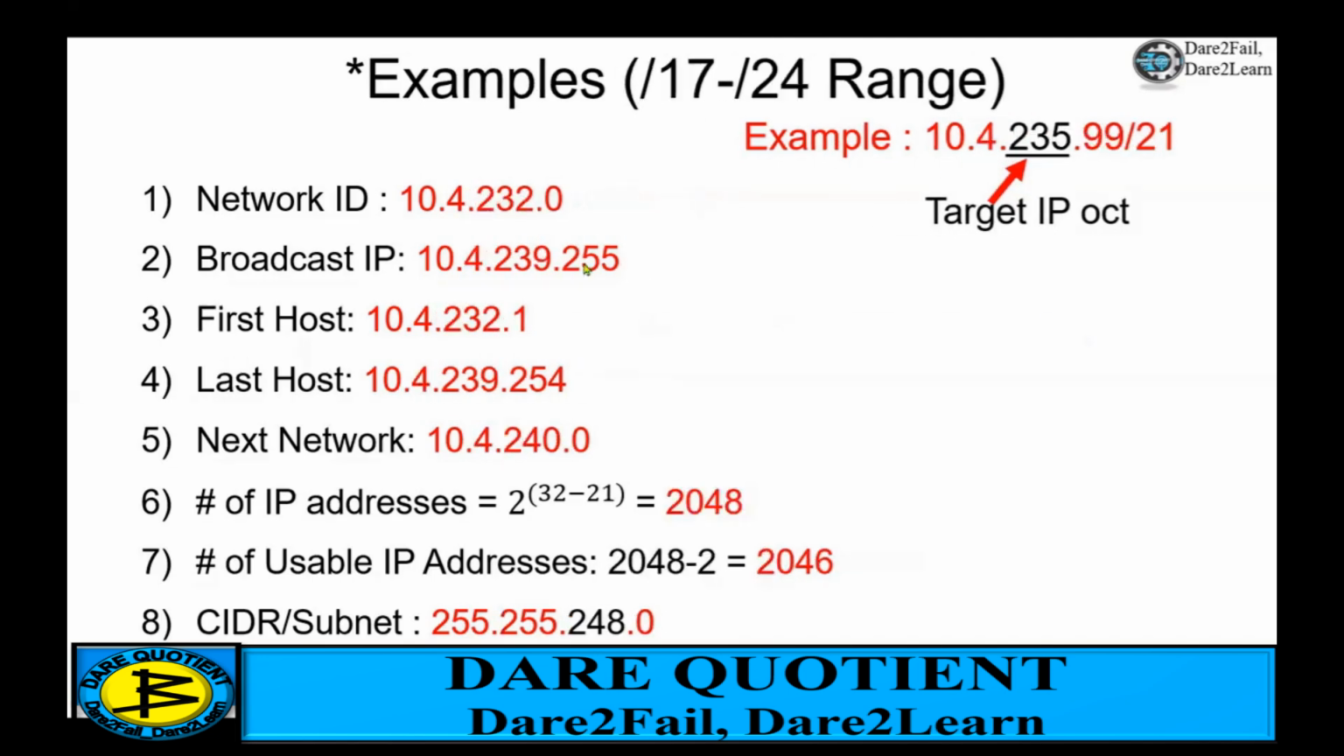10.4.239.255. And our first host is 1 plus the network ID, so we get 10.4.232.1. And our last host is the broadcast IP minus 1, so we get 10.4.239.254.